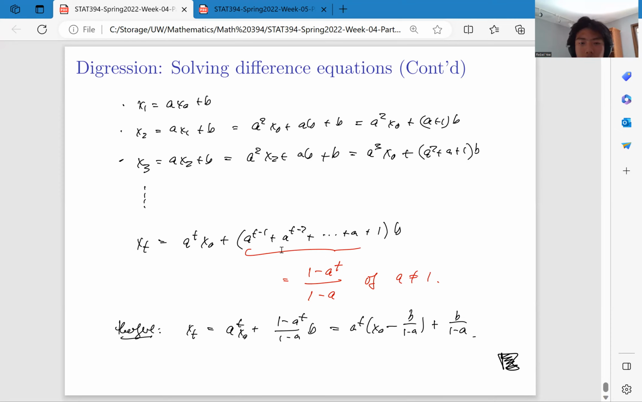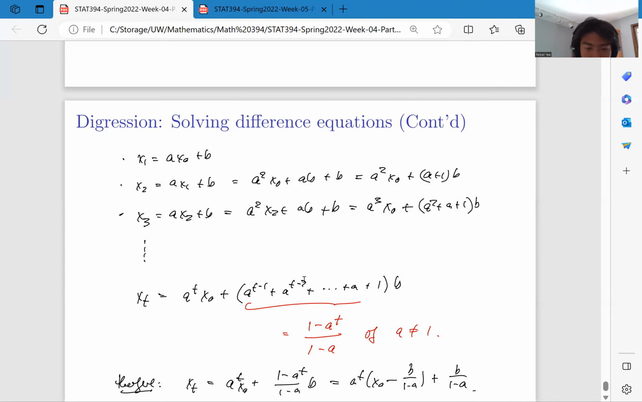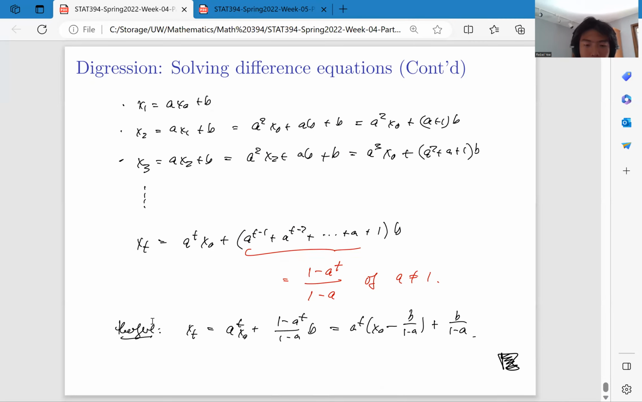So for any 1 minus a to the power of t divided by 1 minus a, let's not consider the 1 minus a term now. Just consider 1 minus a to the power of t. This can be written as 1 minus a times something, and the something is just this, based on the polynomial difference formula. So we can simplify this term into this one, and luckily it's just in the lowest part. We can convert it to this formula.